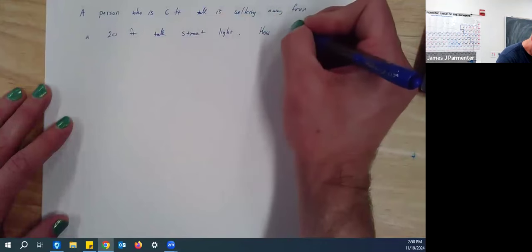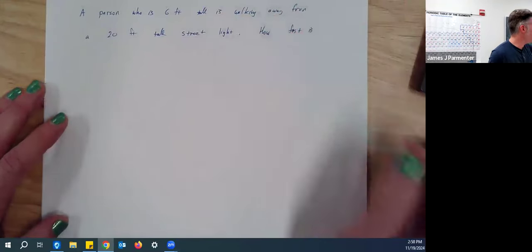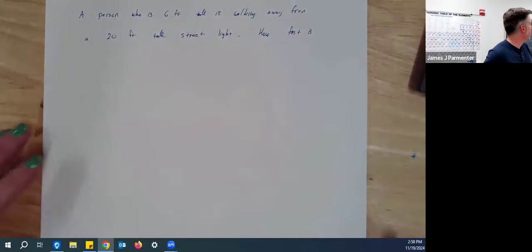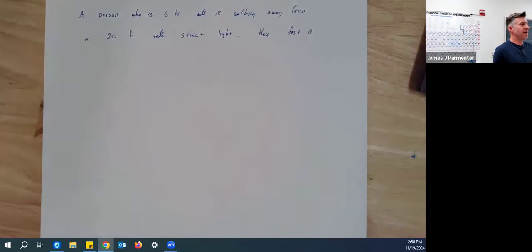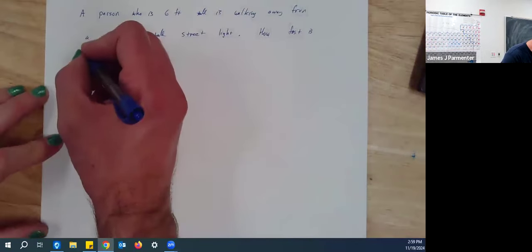This question gets phrased in two different ways. Some people like to ask, how fast is the length of the person's shadow increasing? Some people like to ask, how fast is the tip of the shadow moving? And those are two different questions. I'm going to ask the one I like to ask, which is how fast is the length of the shadow increasing, but we'll talk about the other one.